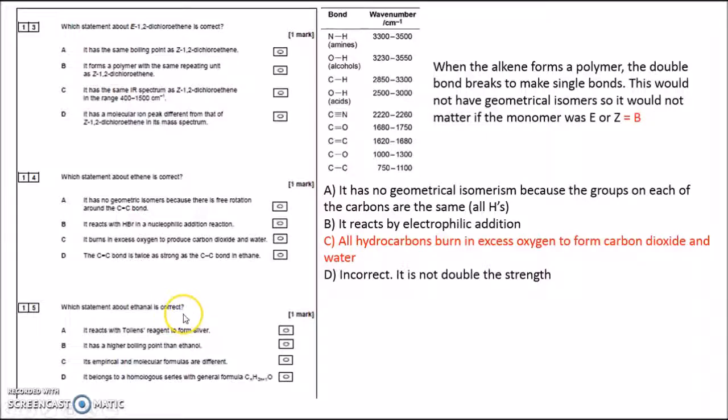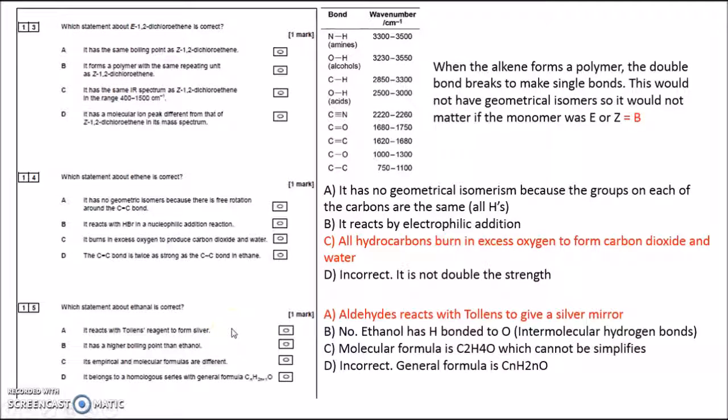You've got CH3CHO, so the molecular formula will be C2H4O. Since it's got one oxygen in it, you can't simplify that to form a simpler empirical formula. It belongs to the homologous series with the formula CnH2nO. Well, we've just said it's C2H4O, so it will be CnH2nO. So A is obviously a correct answer.